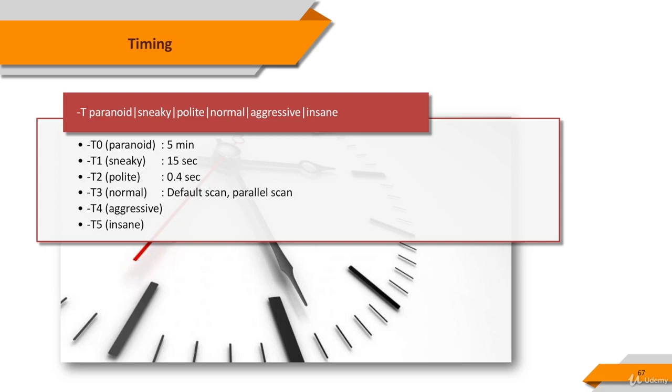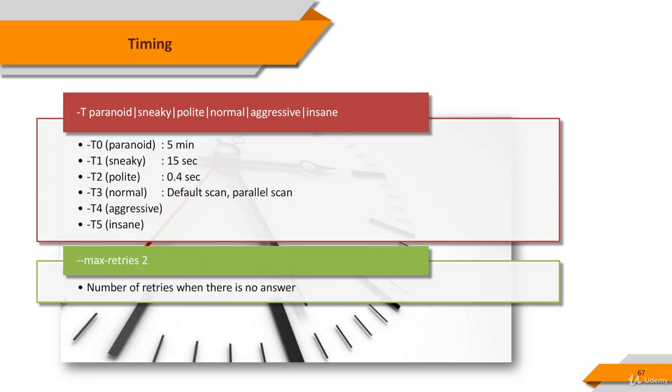Normal mode is the default, and so T3 does nothing. Aggressive mode speeds scans up by making the assumption that you are on a reasonably fast and reliable network. Finally, insane mode assumes that you're on an extraordinarily fast network, or you're willing to sacrifice some accuracy for speed.